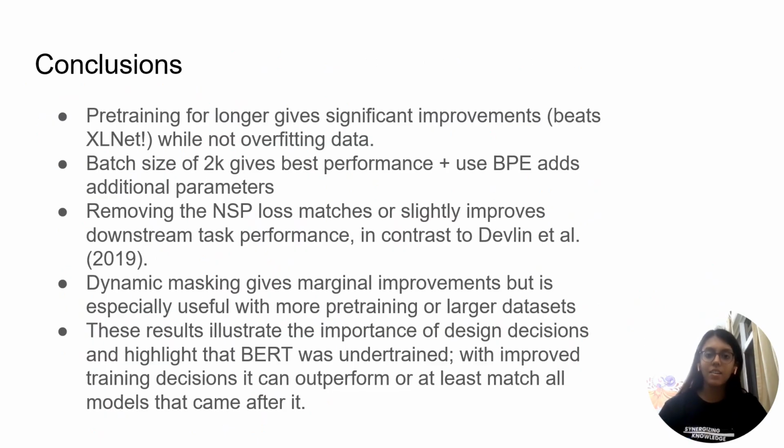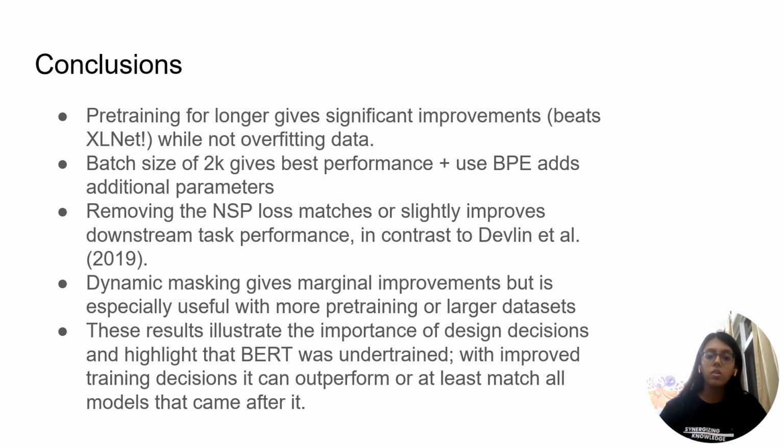Hi, Nisha here, and let's sum up all of the results that we got into conclusions. So we found that pre-training BERT for longer gave significant improvement, even beating models such as XLNet, which are larger. Additionally, if we used a batch size that is not too large, not too small, the batch size of 2K, then that gives the best performance. And using byte pair encoding can add additional parameters to this, thereby improving the performance.